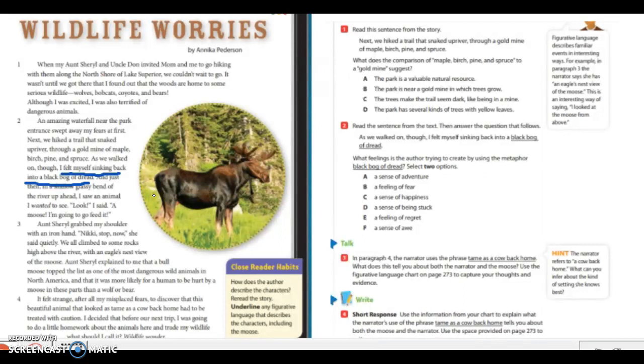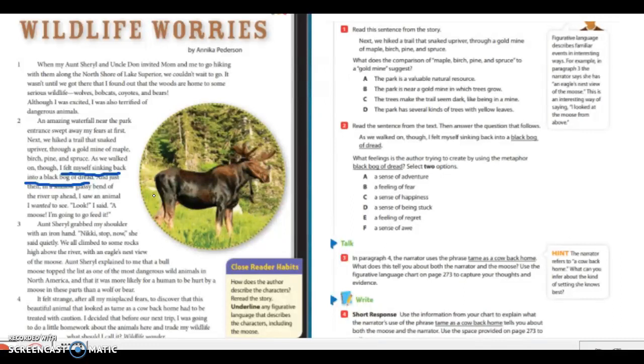So they were walking on, and then he felt a certain way, and then he got excited to see another animal. So I'm thinking that sinking back into a black bog of dread means going back to how he was feeling in the beginning. And we know in the beginning he was feeling worried or he was feeling unsatisfied. So black bog of dread must mean it's a negative feeling or a feeling that he doesn't want to have.